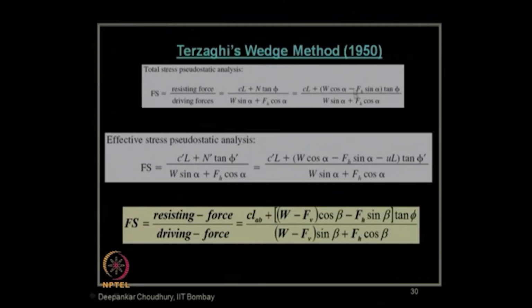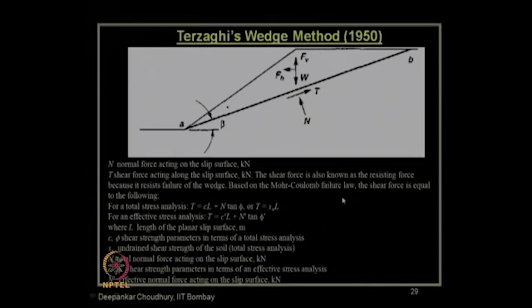This is without considering the vertical one, and with consideration of the vertical one, you can see the factor of safety is given over here: the resisting force by driving force, C times L, the length of that AB failure zone, plus (W minus Fv) times cosine of beta minus Fh sin beta, times tan phi, because this is nothing but your N. Clear? Look at this, this is simple mechanics.